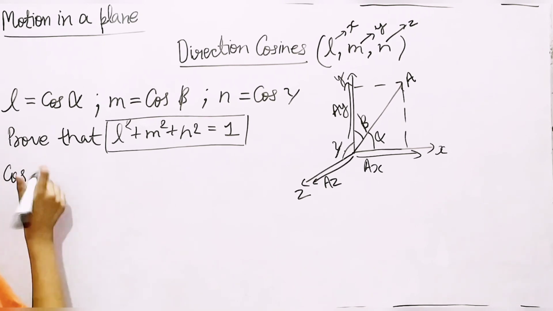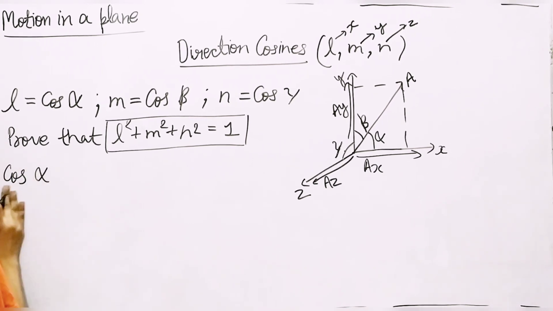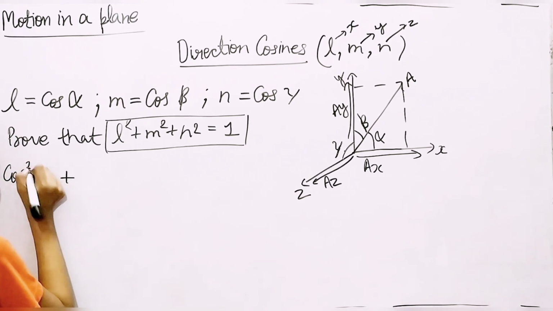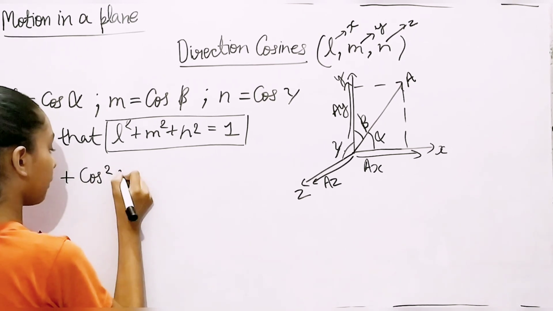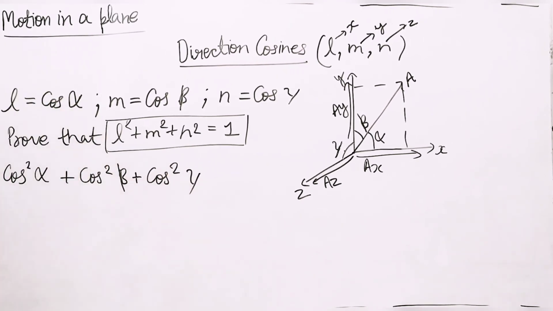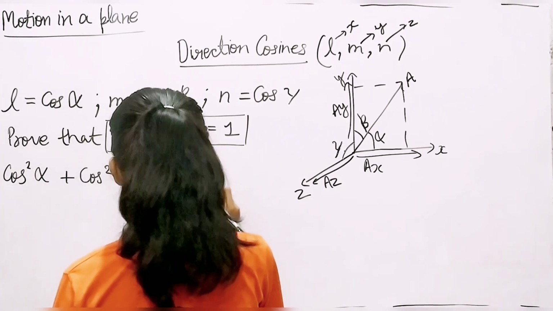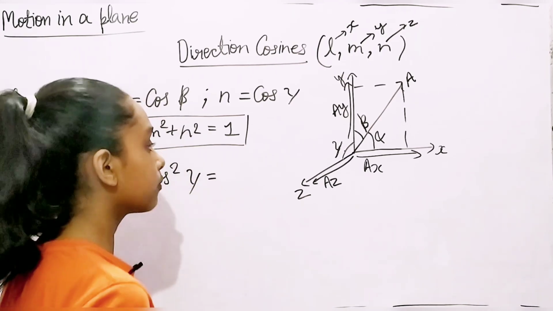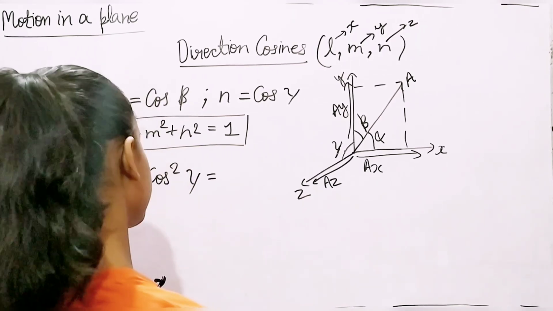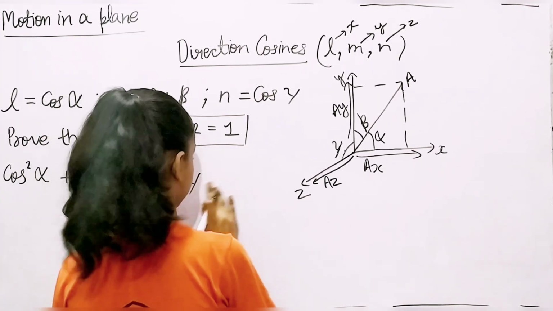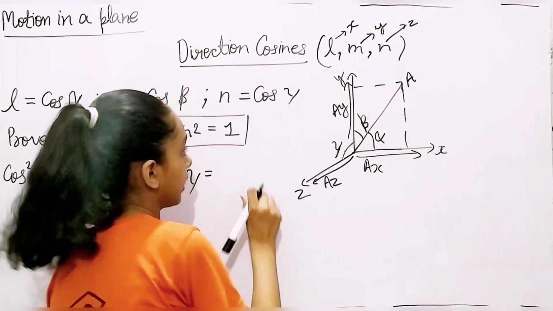This is the simplest, easiest way. So, cos alpha plus cos square alpha plus cos square beta plus cos square gamma. Got it? Then I'm going to write what it equals. There's no more space left, so I'm just going to manage with whatever space we have.